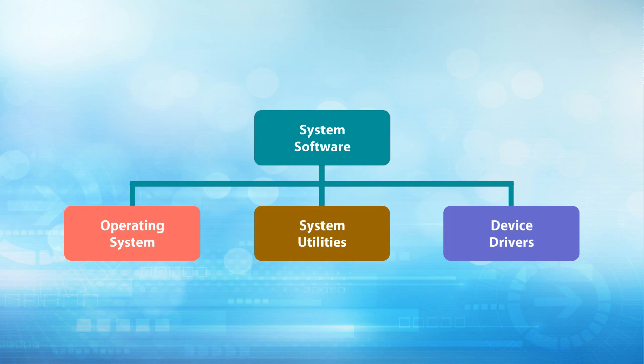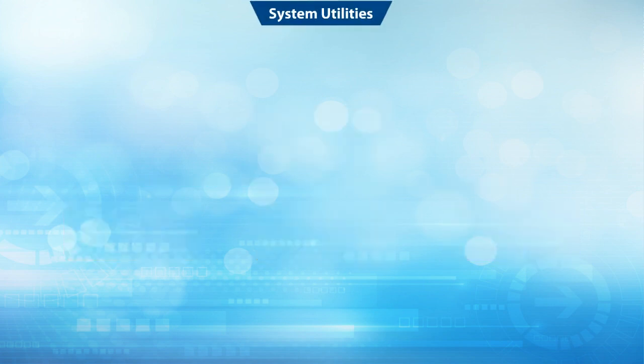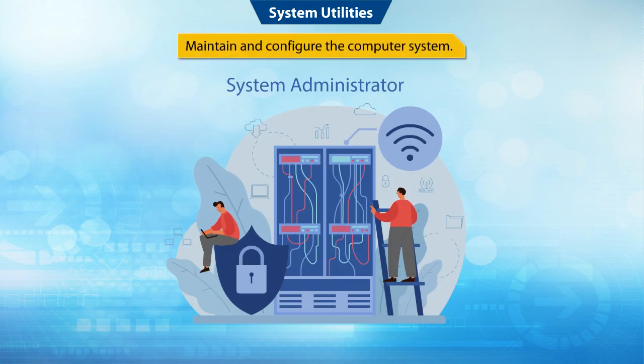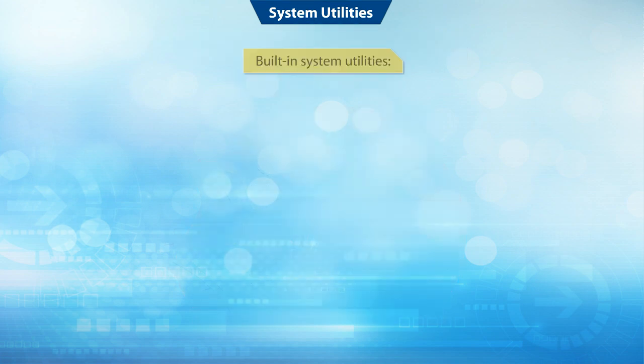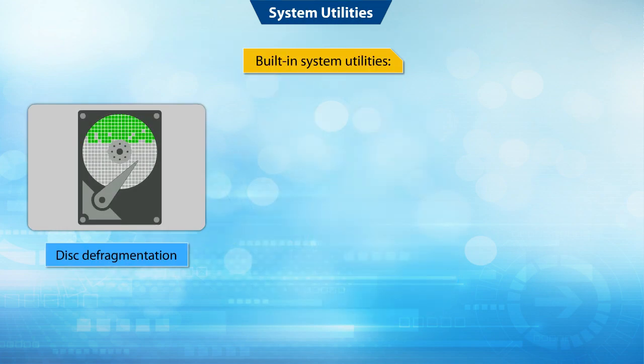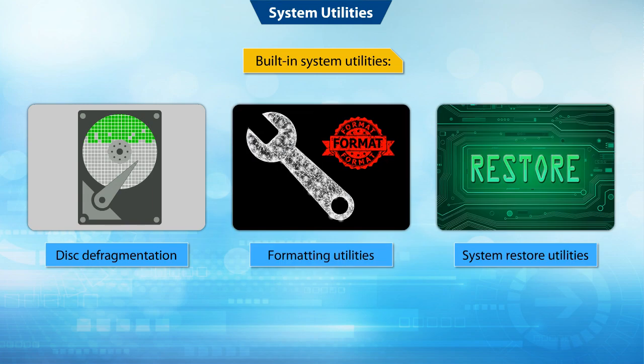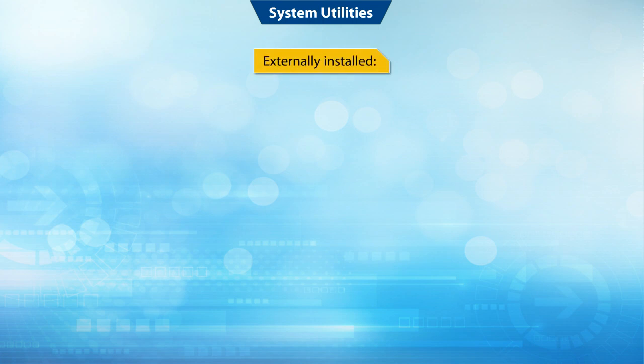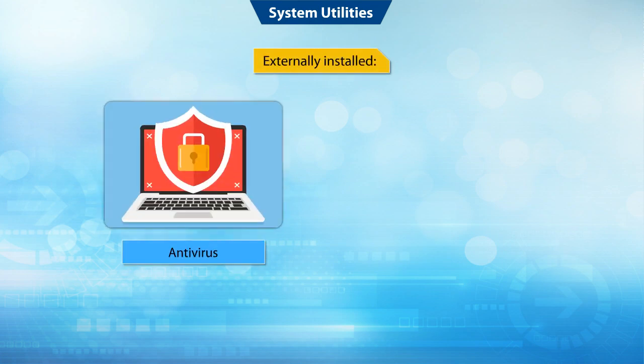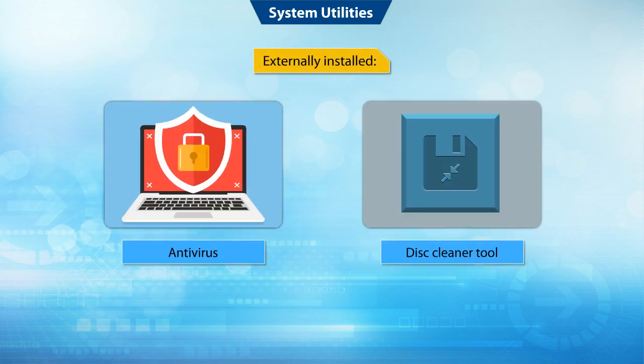After operating systems, let us learn about system utilities. System utilities are used to maintain and configure the computer system. An operating system has some built-in utilities like disk defragmentation, formatting utility, and system restore utility, while some utilities like antivirus and disk compression software can be externally installed.